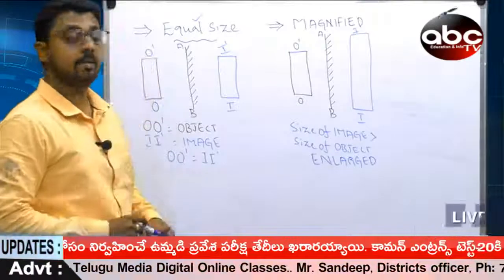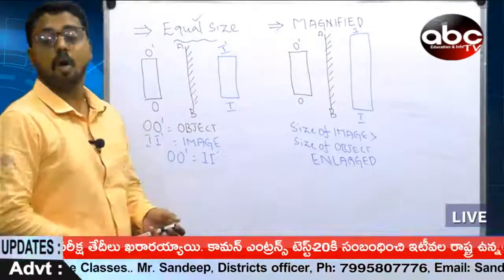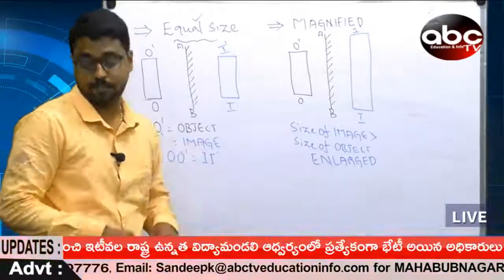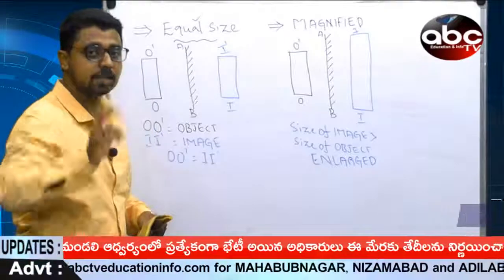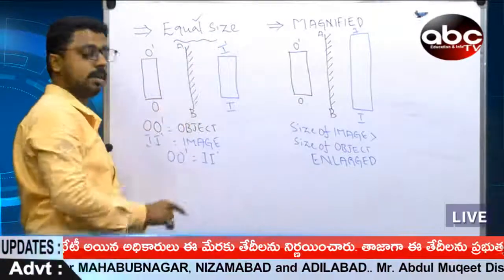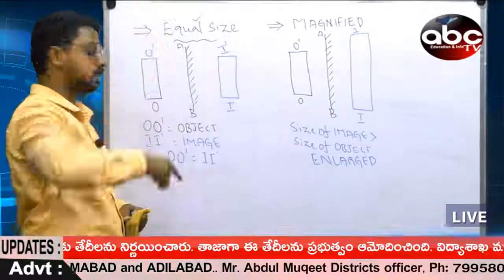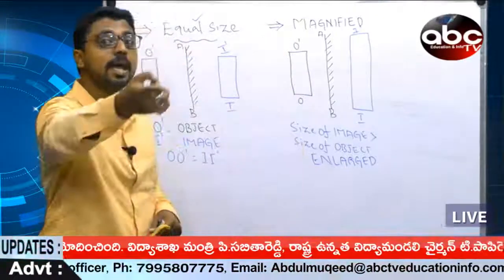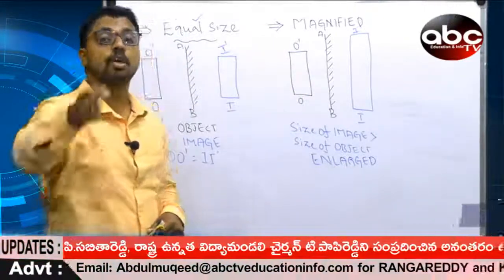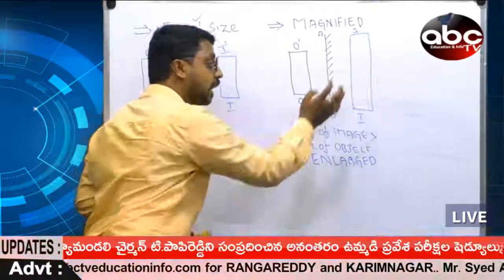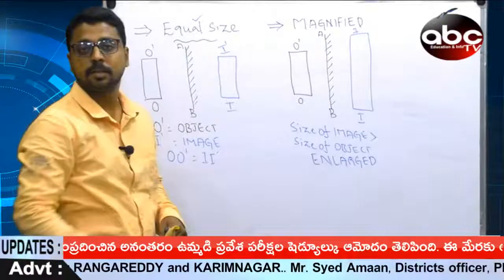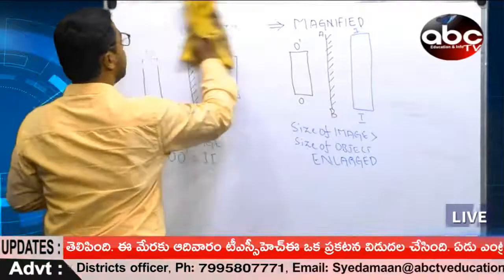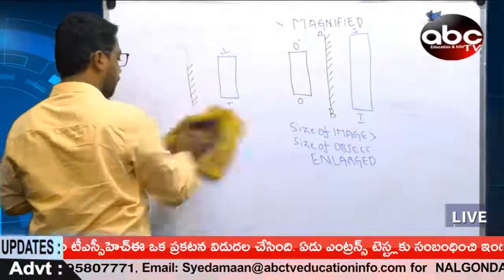One more topic is pending, that is the diminished classification. Let us learn that now. Once more the differentiation, my dear friends. Equal sized is when object size is equal to image size. Whereas when image is greater than object, it is magnified. It can also be called enlarged. Don't get confused. Let us go on to the third type of classification.